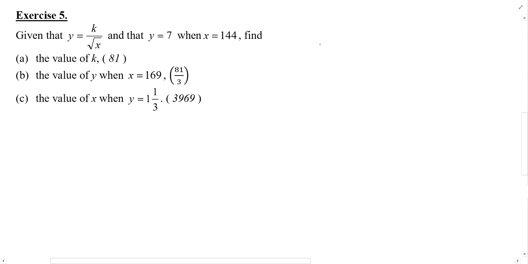From the first statement, I can tell that y is inversely proportional to the square root of x. Substituting a value in, 7 equals k over square root 144, which we all know is 12. So k must be equal to 7 times 12, giving us 84.